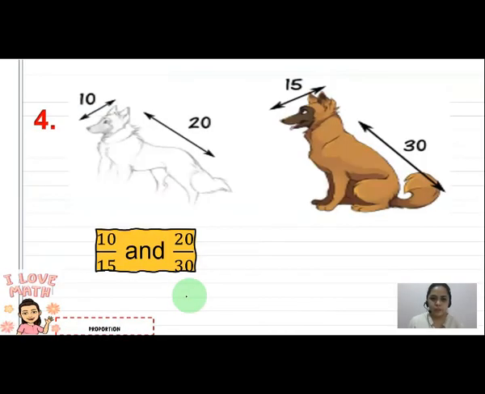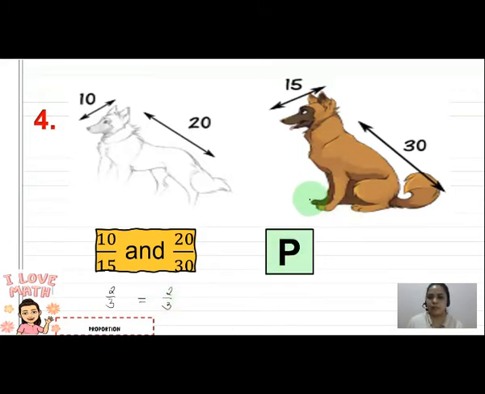Okay, next, number 4. So this is an application of our topic for today. The ratio of the head of the dog is 10 over 15, and the scale of the body is 20 over 30. So, is this proportion or not? P or NP? So, this is proportional. Again, if we simplify this, 10 over 15 gives us 2 over 3. Same thing with 20 over 30, it is 2 over 3. So, this is the application of our lesson for today, but it will be discussed by your next teacher.